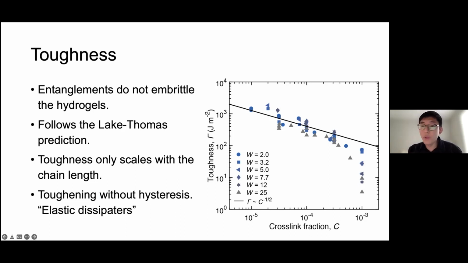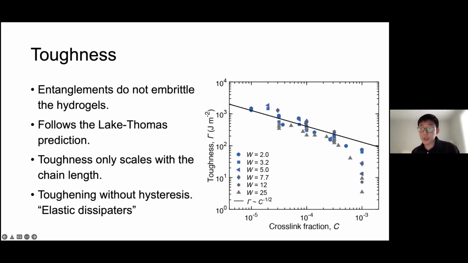Rather, it was only a function of cross-linker density. That means the toughness comes from only the length of the polymer chain. That is the same as what we expected at the beginning, as the hypothesis. And we see that the entanglements do not embrittle the materials, unlike cross-linkers.